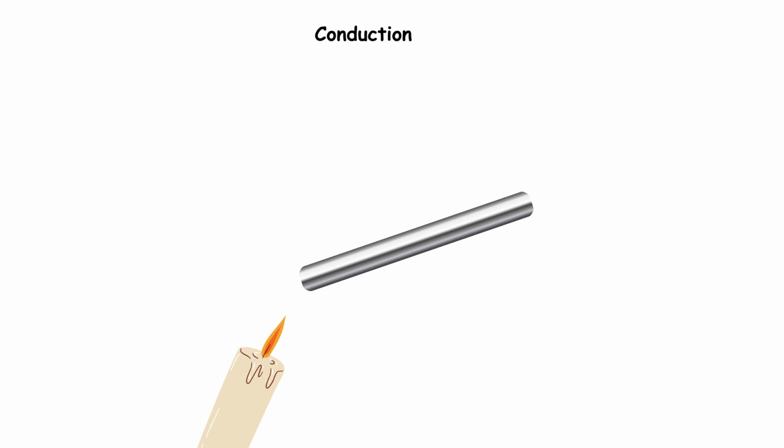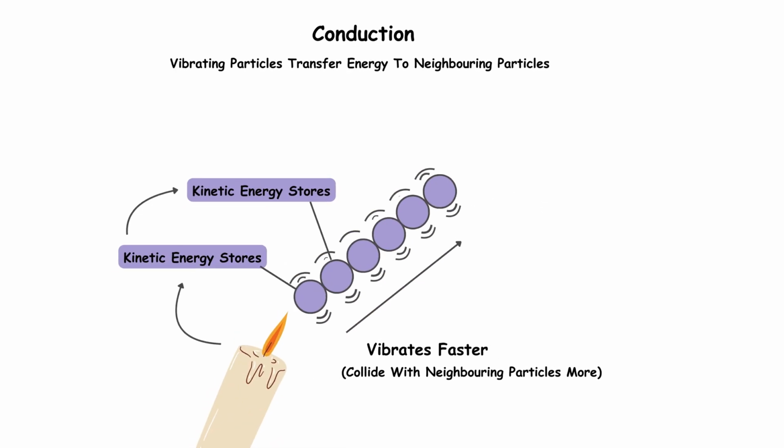The key idea behind conduction is that vibrating particles transfer energy to neighboring particles too. Understand how this works? Let's imagine that you are heating one end of a piece of metal with a Bunsen burner, and imagine the piece of metal as a series of particles. As the end of the metal is heated, energy is transferred to the metal, or more specifically, is transferred to the kinetic energy store of the particles at that end.